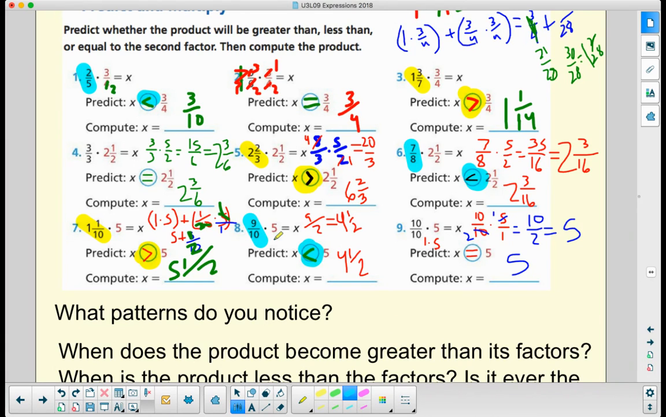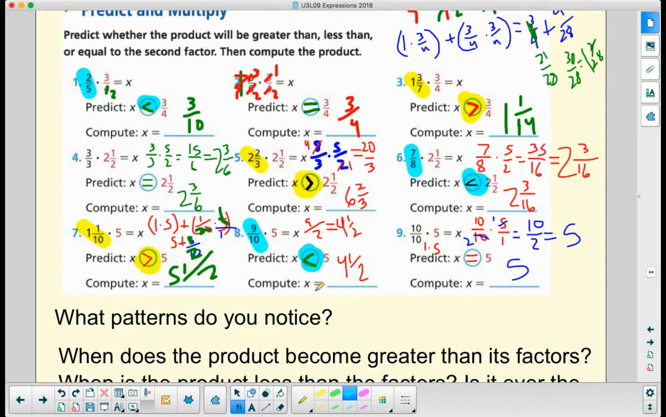So whenever we get a product less than one of our factors, it's because the other factor is less than 1. So all I have to do is always look at my other factor to see if my product will be greater or less than that factor. Let's see if it holds true for when they are the same or equal.